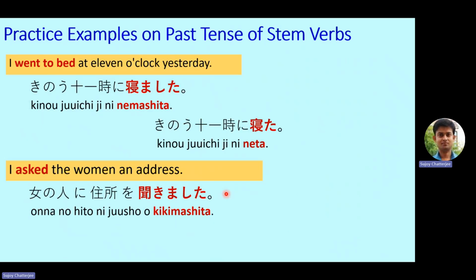I asked the woman an address. Onna no hito ni jusho o kikimashita. Now, kikimashita, friends, do not get confused, because this is more used for to listen or to hear something, but at the same time, this is also used to ask something to someone. So, onna no hito ni jusho o kikimashita. Jusho means address, someone's address. Onna no hito, woman. So, I asked the woman about an address. Now, kikimashita is kiku. We know that kiku is a group 1 verb because it ends in u.